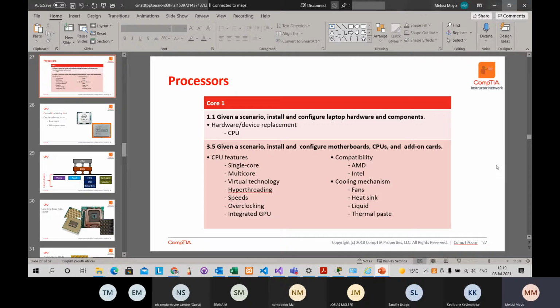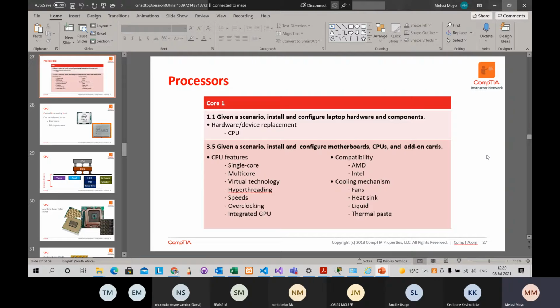So we see most of you haven't seen a CPU before. The CPU is the central processing unit, right? Most of the time, you're going to hear it referred to as the brain of the computer. So all of the processing in your computer is done by the CPU.